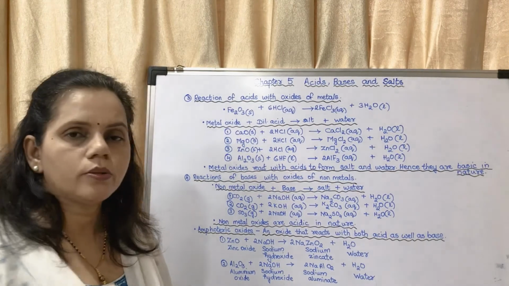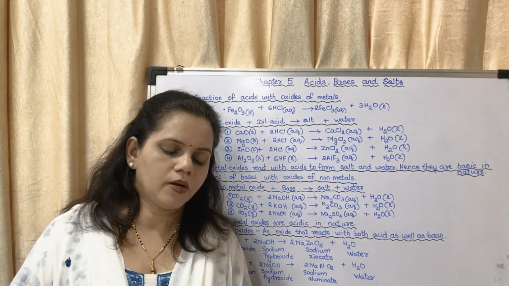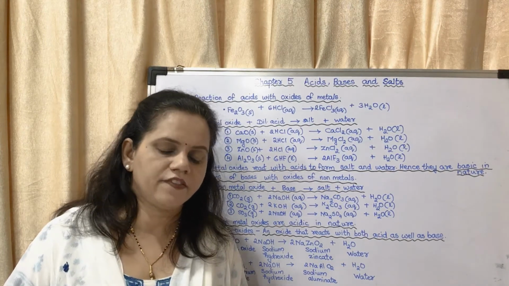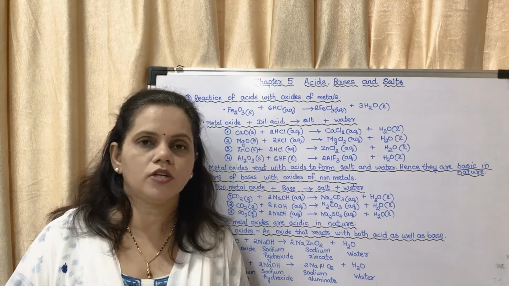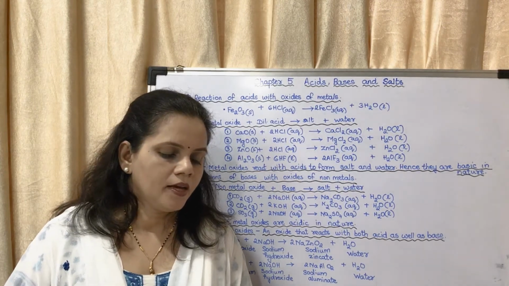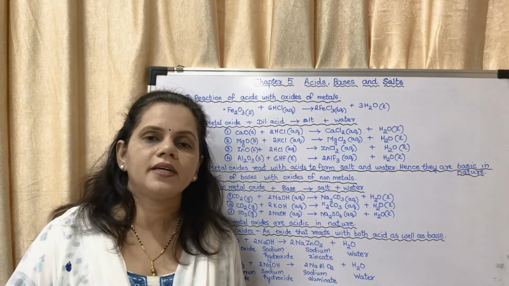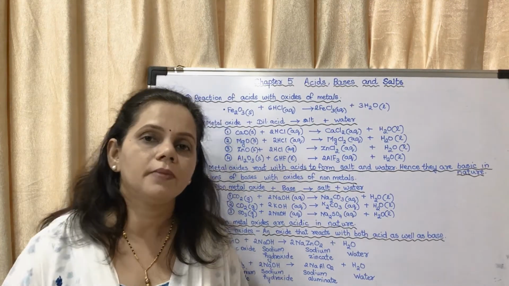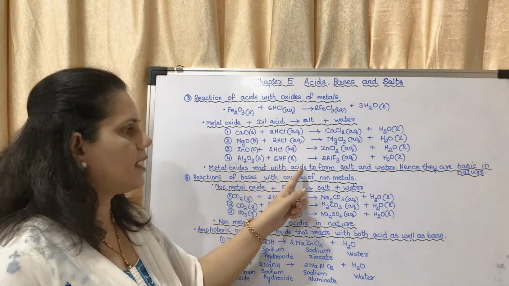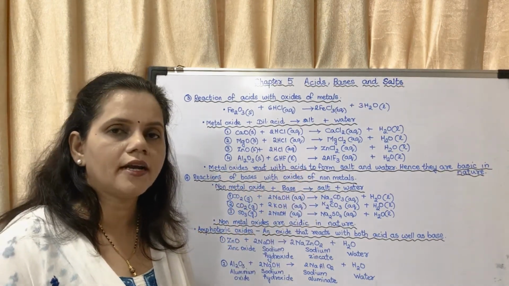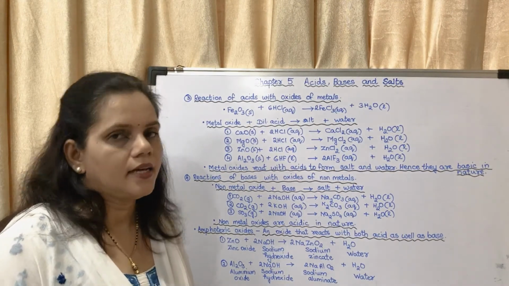Now there are two questions given in the second paragraph. What type of compound is a metal oxide with reference to neutralization reaction? It is a basic compound. It is a base. Explain the statement: metal oxides are basic in nature. Why are metal oxides basic in nature? Because metal oxides react with acids to form salt and water. Hence, they are said to be basic in nature.